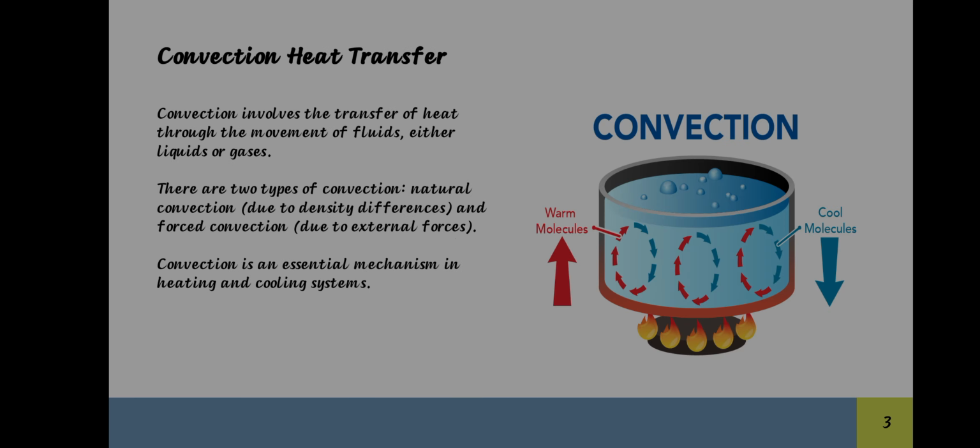Convection, heat transfer. Convection involves the transfer of heat through the movement of fluids, either liquid or gases. There are two types of convection: natural convection due to density differences, and forced convection due to an external force. Convection is an essential mechanism in heating and cooling systems.